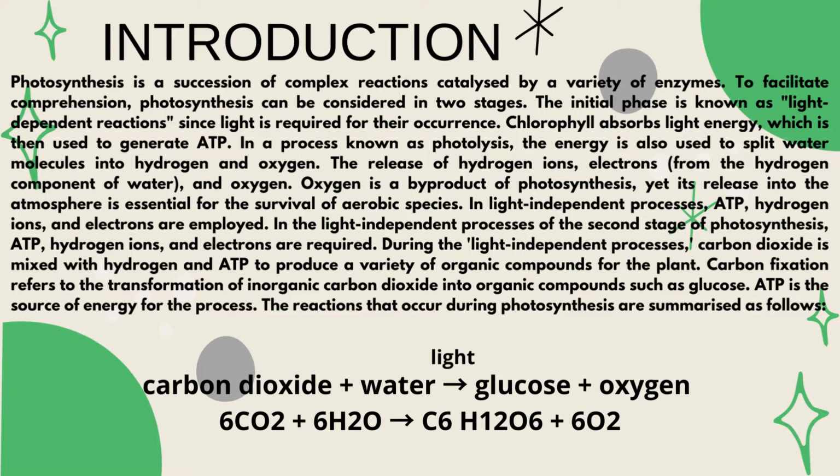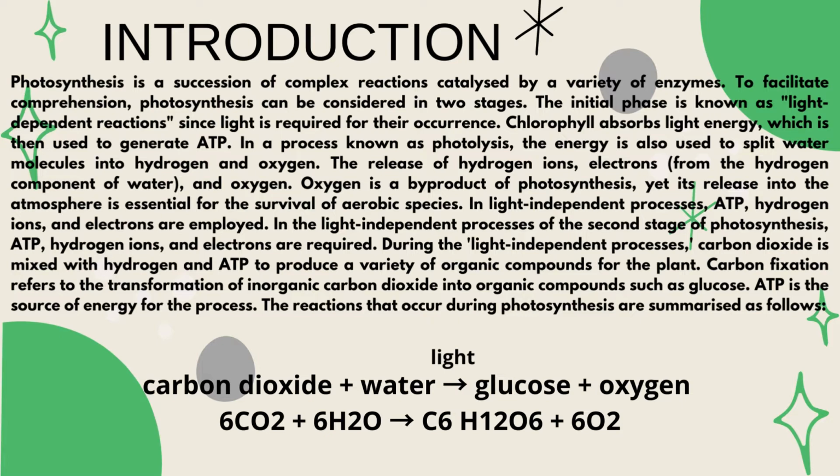In the light-independent processes of the second stage of photosynthesis, ATP, hydrogen ions, and electrons are required. During the light-independent processes, carbon dioxide is mixed with hydrogen and ATP to produce a variety of organic compounds for the plant. Carbon fixation refers to the transformation of inorganic carbon dioxide into organic compounds such as glucose. ATP is the source of energy for the process.